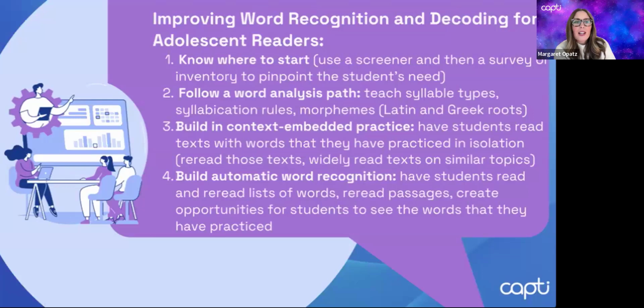So then the last thing that we can really do is support students in building automatic word recognition. And that can be done through reading and then rereading lists of words. Same thing with passages, and then also creating those opportunities for students to see the words that they have practiced within the text that they're reading. So one way you could do that is through ChatGPT or another AI operation.